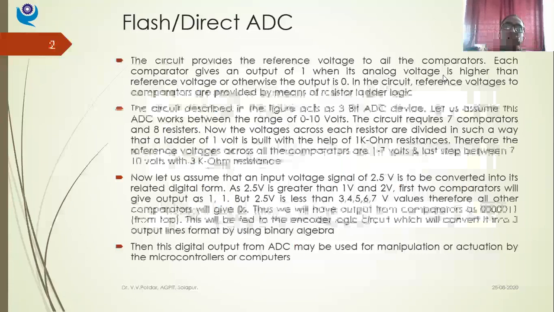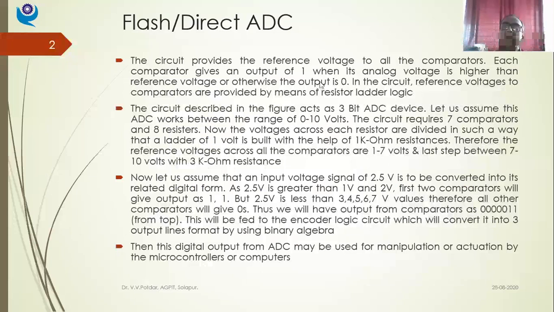The circuit provides the reference voltage to all the comparators. All the op amps are my comparators. Each comparator gives an output of 1 when its analog voltage is higher than the reference voltage, otherwise the output is 0. In the circuit, reference voltages to comparators are provided by means of resistor ladder logic. Now, the circuit described in the figure acts as a 3-bit A to D converter device.